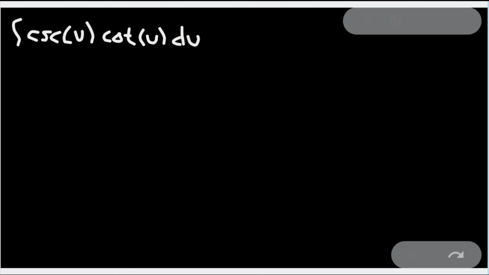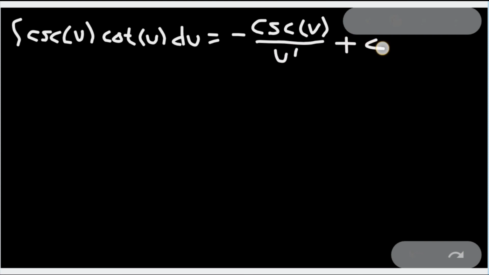Now, let's go to the final general rule for the integration of a trigonometric function. Now, it is all about the integral of cosecant u times cotangent u du. So, the integral of that is negative cosecant u over the derivative of u plus c.